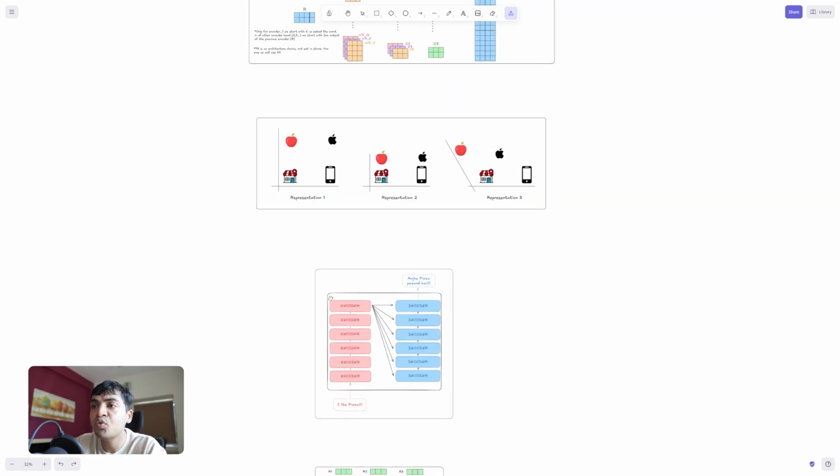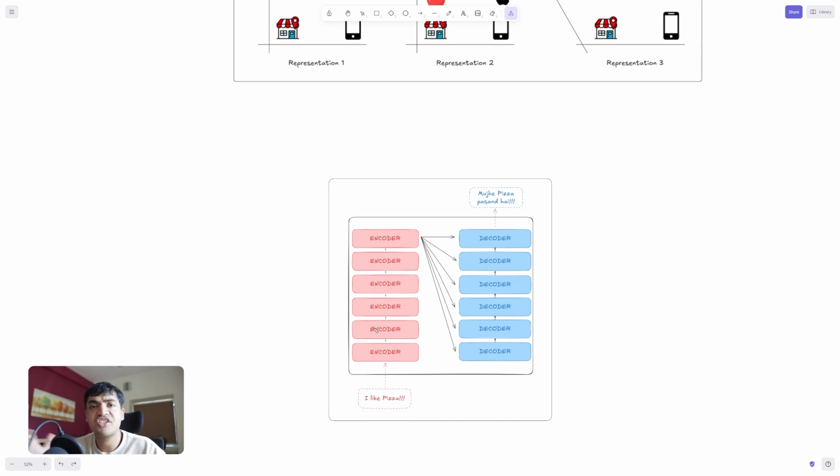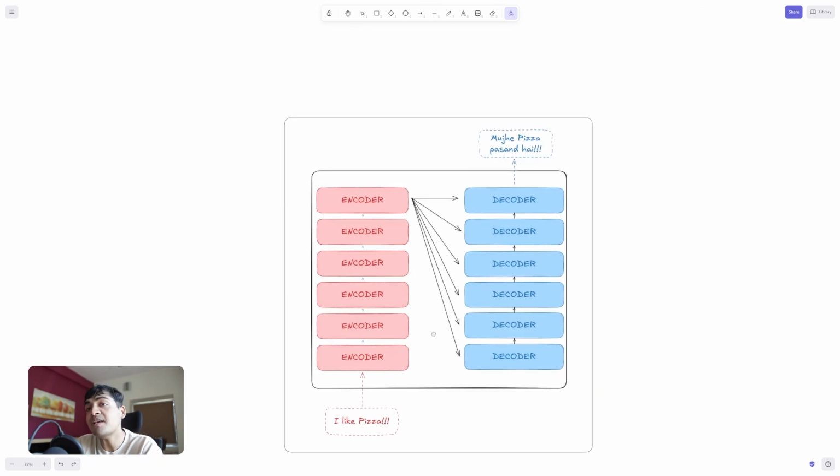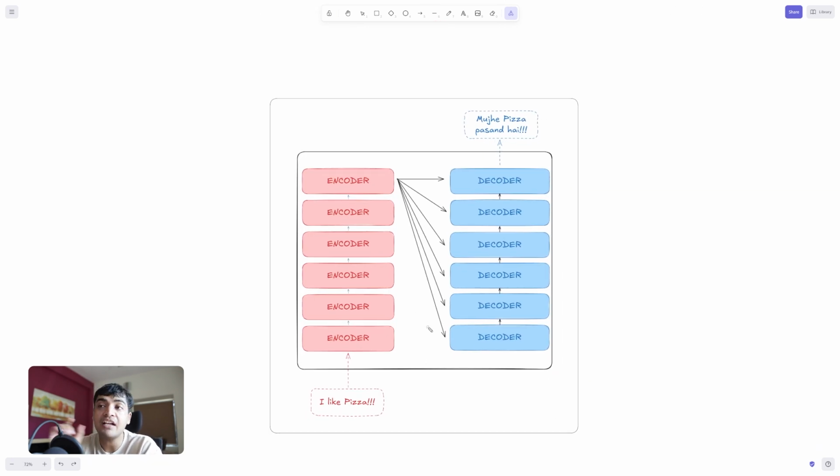Now let's move forward and make our understanding a bit more complex by diving deep into the encoder and decoder blocks themselves. As I mentioned initially, we do not actually have a single encoder block. We actually have multiple encoder blocks. Like in the original Transformers paper, Attention Is All You Need, we had six encoder blocks and six decoder blocks. So 1, 2, 3, 4, 5, 6.